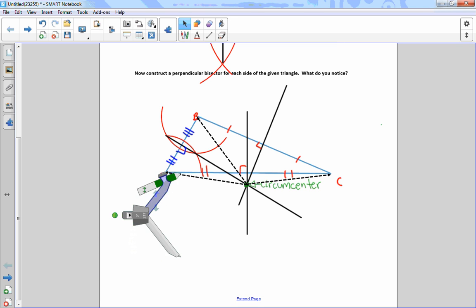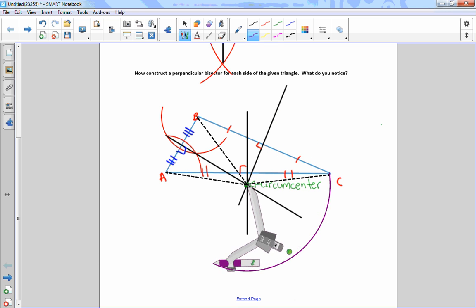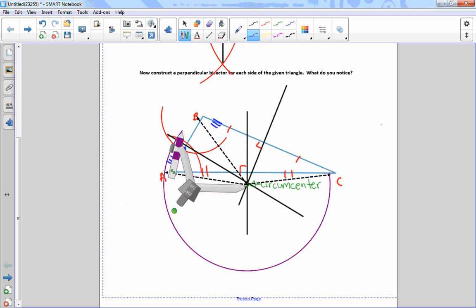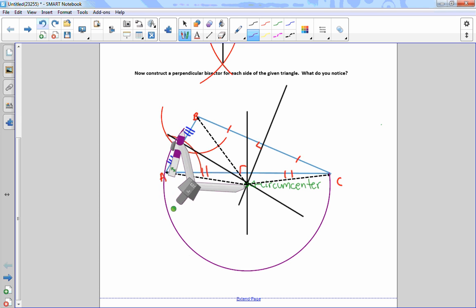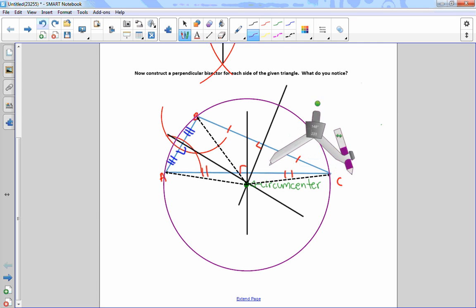So if I took my compass and put the start point on my circumcenter and extend it out to one of the vertices, ready to be amazed? Watch what happens. Extend it out to one of the vertices. Oh, failure. Let go. Shoot. We were all going to be amazed that I messed it up. So annoying. That's where the triangle is in relationship to the circle.